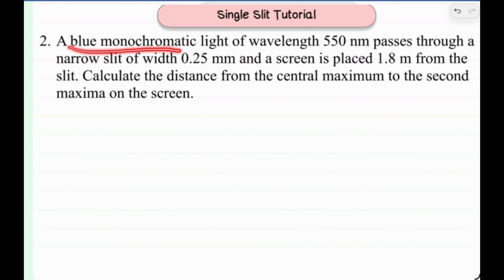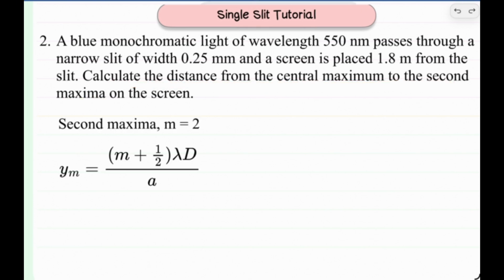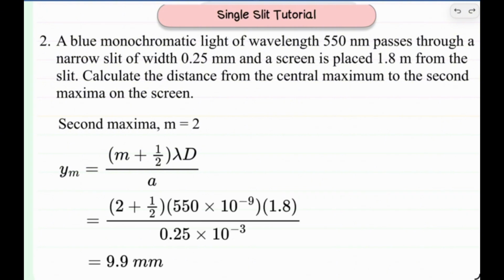Question 2. A blue monochromatic light of wavelength 550 nanometers passes through a narrow slit of a width 0.25 millimeters. So this is our lambda, this is our a, so this is our D. Calculate the distance from a central maximum to the second maxima. Because we're dealing with maxima, we're going to use ym equals (m plus half) times lambda D over a. We substitute the values. Answer is 9.9 millimeters.